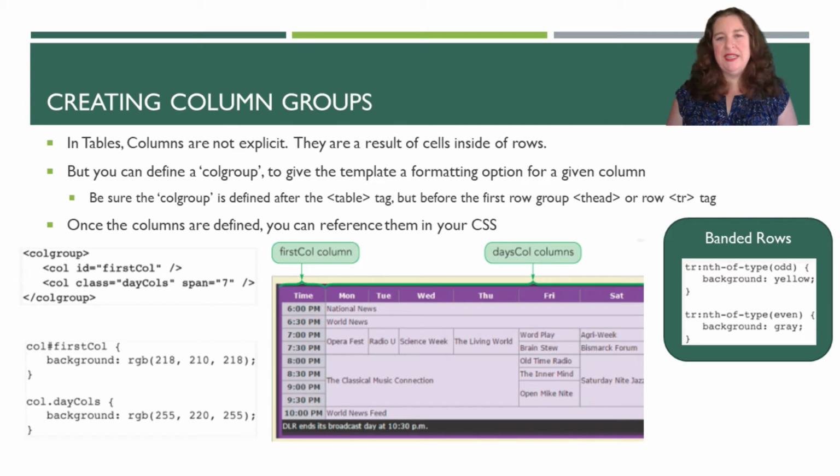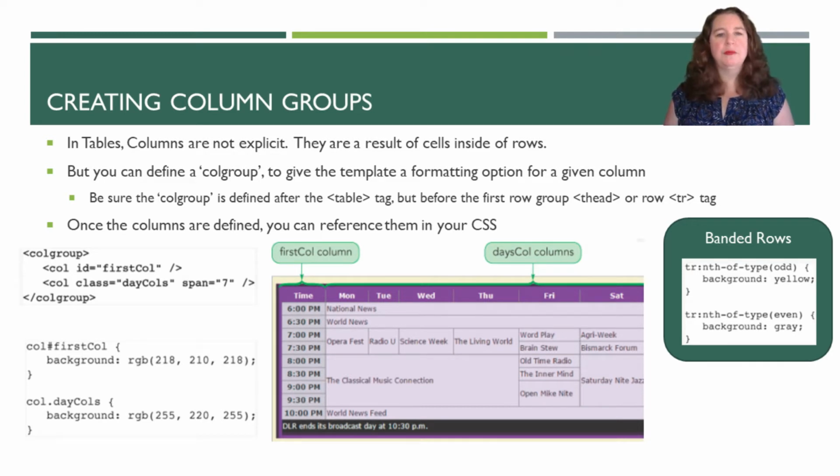As we explained at the beginning, columns are not individual columns on their own. They're simply a subset of cells inside of rows that happen to line up. So they're not explicit. But you can define a column group, which is kind of like a templating option that you can use to format a given column. A column group is defined after the table.